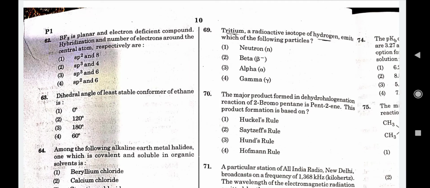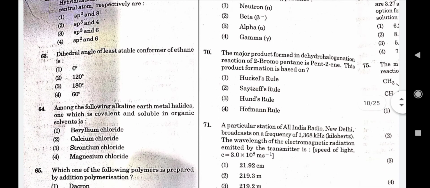Now coming to question number 62. BF3 is planar and electron deficient compound. Hybridization and number of electrons around the central atom respectively are. इसका जो correct option है that is option 4, sp2 hybridization and number of electrons around the central atoms are 6. Coming to question number 63. Dihedral angle of least stable conformer of ethane is. इसका जो correct option है that is option 1, 0 degree.